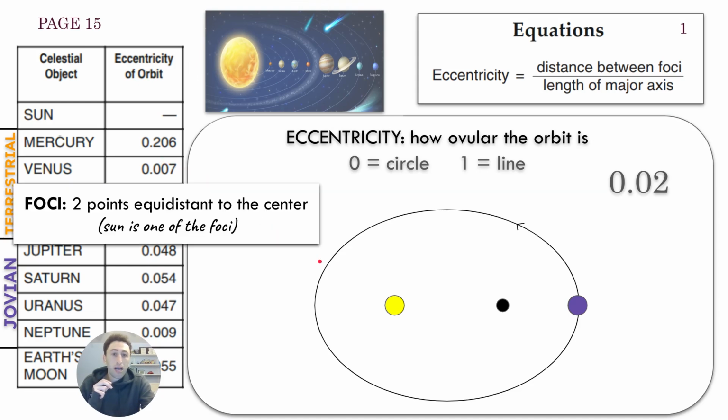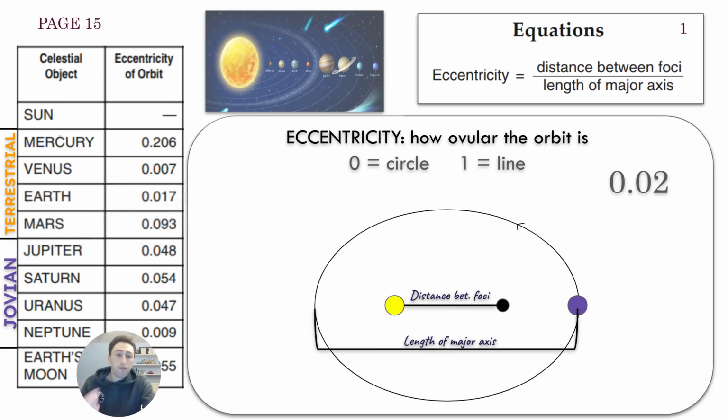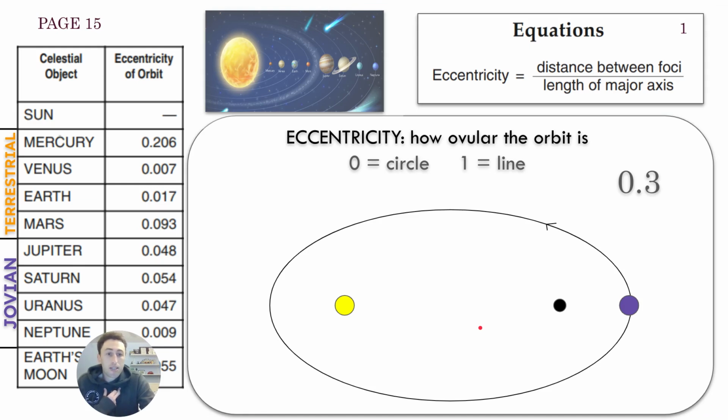Now, the foci are 2 points that are equidistant to the center of the orbit. So here's the center of the orbit. The sun is at one of the foci. So here's the sun at one of the foci, and here's another imaginary point that is equidistant with the sun to a point in the center of the orbit. So you take the distance between the foci and divide it over the length of the major axis, which is from the longest points in the orbit, and that would give you the eccentricity of that planet. This would be a longer eccentricity. So the more eccentric the planet's orbit is, the more distance there will be between the planet's foci.